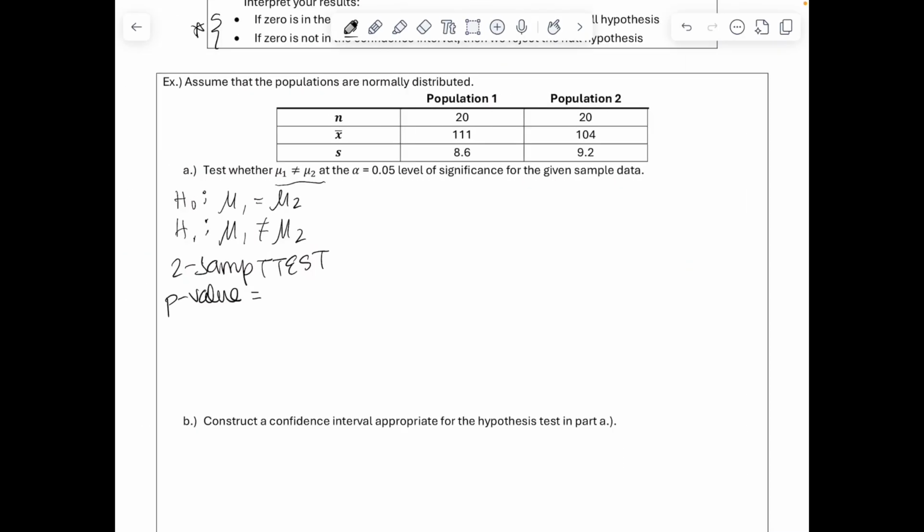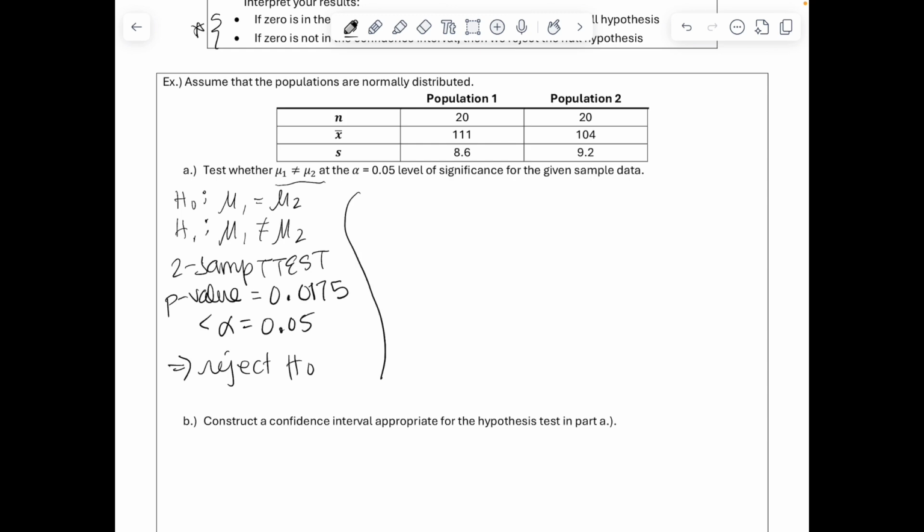From the graphing calculator, we got a p-value, rounding to 4 decimal places, of 0.0175. And we need to compare this to alpha. And again, alpha is given up above as 0.05. So this is definitely less than alpha, which is 0.05. And this means that we are going to reject H0.